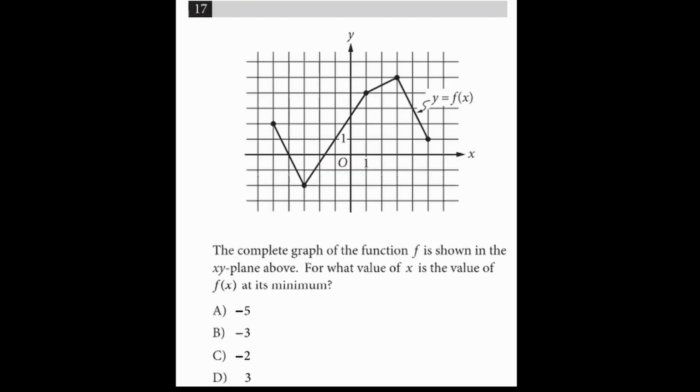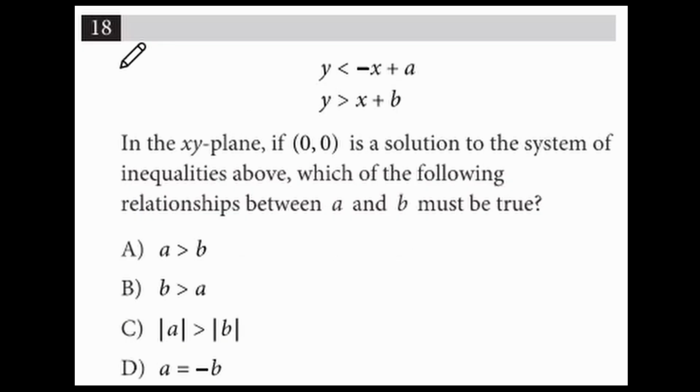So number 17, the complete graph of the function f is shown in the xy plane above. For what value of x is the value of f of x at its minimum? Well, we can see the minimum here is our lowest value here. And so what is that x value? Got negative 1, 2, 3. X equals negative 3.